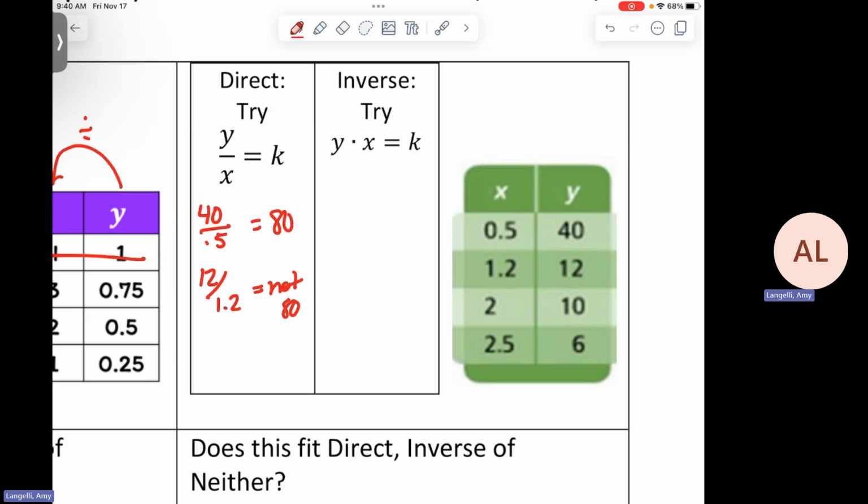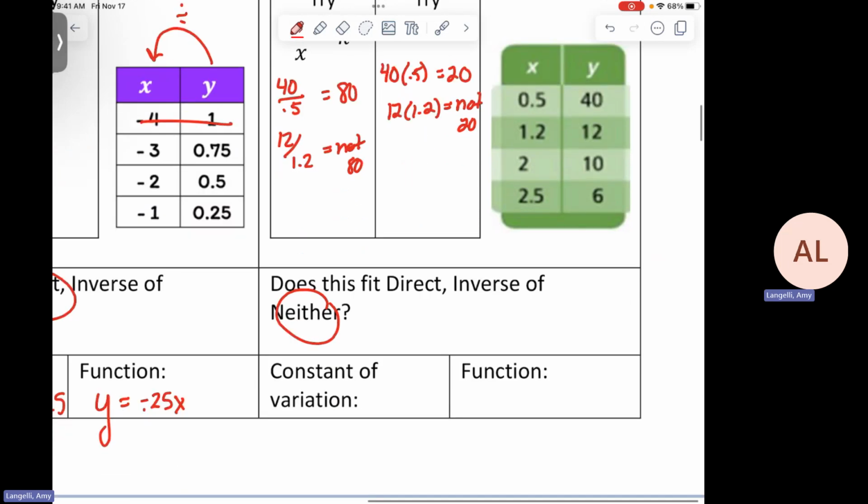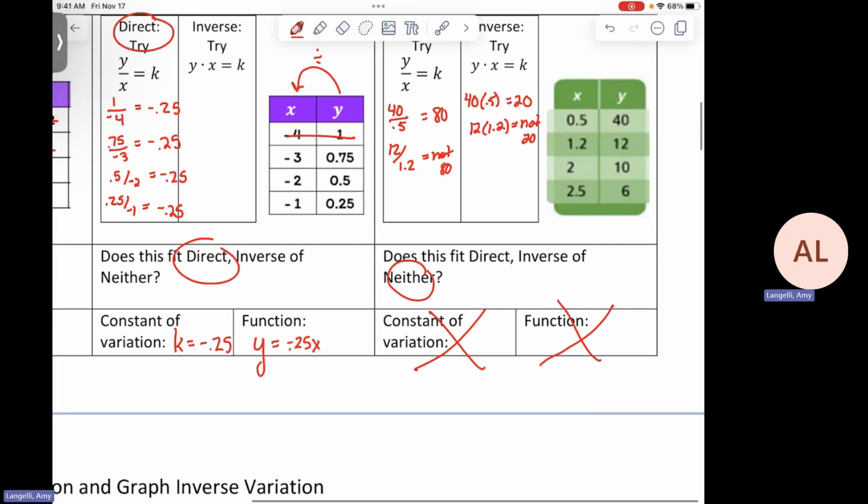And then let's just prove that it's not inverse. I'm going to take all the y's and multiply by all the x's. Does anybody know what 40 times 0.5 is? 20. And 12 times 1.2, you know what I know? It's not 20. So I don't even need to bother. How about that? So this one's going to be neither. So there's no constant of variation and there's no function. It's not possible. All right.